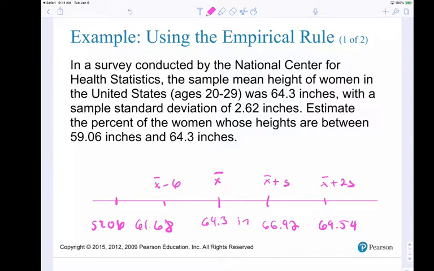This is our X bar. It's supposed to be an S, one standard deviation. This is two standard deviations. All right, let's see if we can do this now.